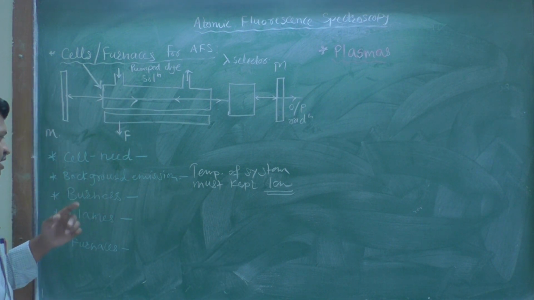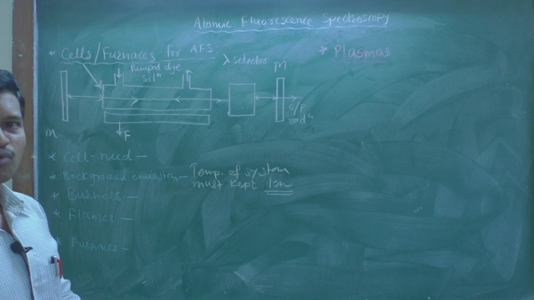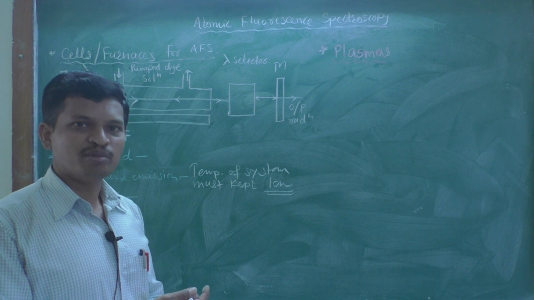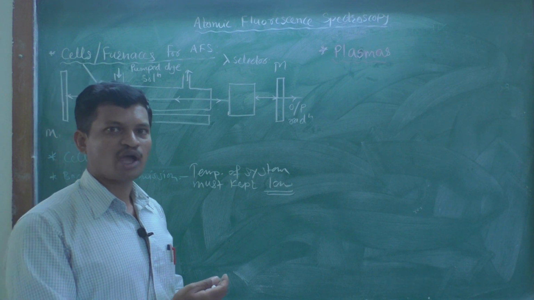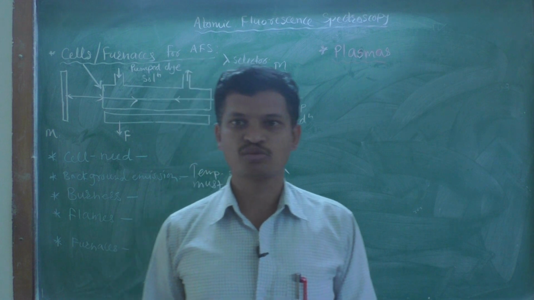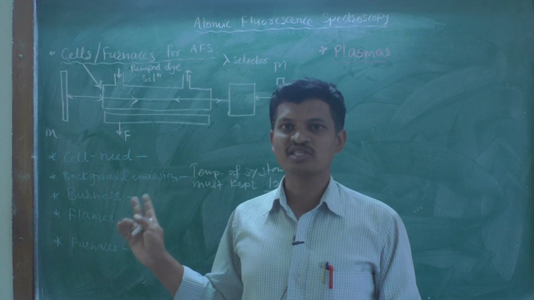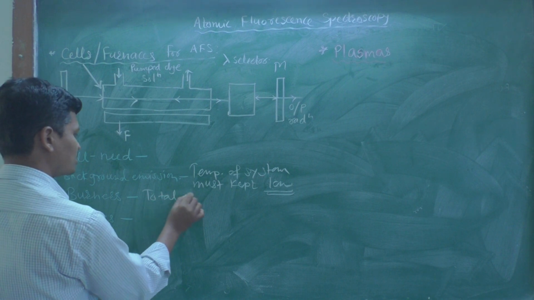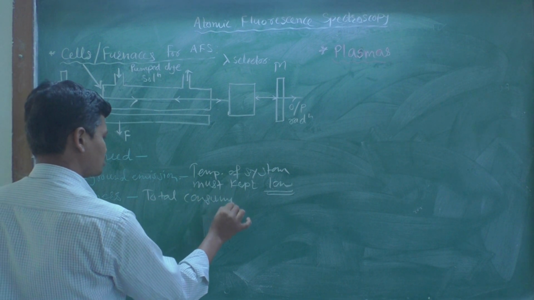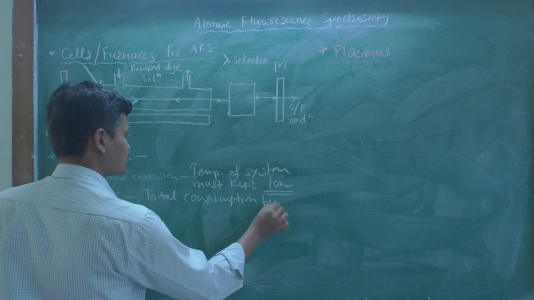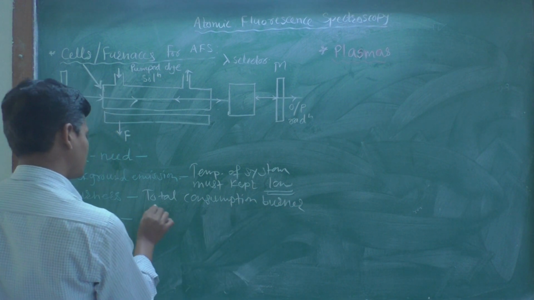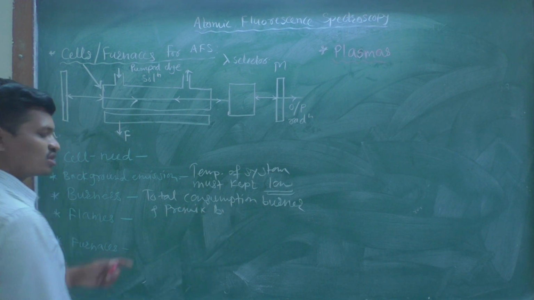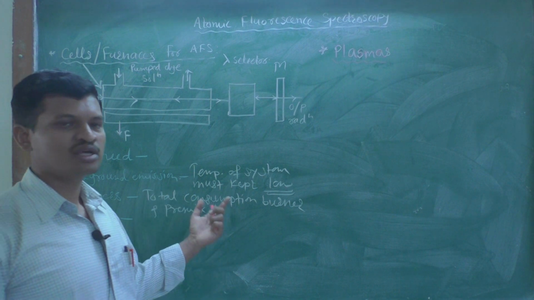Then the burners. We have already discussed in atomic absorption spectroscopy that the premix burner or total consumption burner have been widely used in such types of spectrophotometers. So both of these types of burners, the total consumption burner and the premix burner, can be used in AFS.